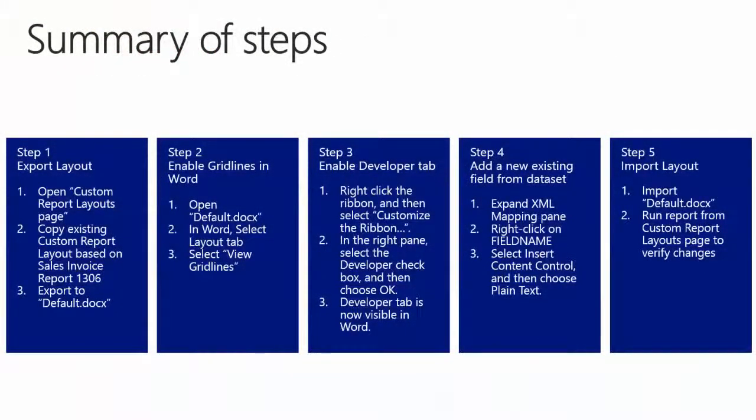So to summarize, we first created a copy of an existing custom report layout to illustrate that we can have multiple layouts for each report. We then enabled the grid lines in Word, so it's easier for us to understand the structure of the custom Word layout. We then enabled the Developer tab, so we could see and use the XML mapping pane to add existing fields in the dataset to our report layout. We used Insert Content Control and Plain Text when adding fields to the layout from the XML mapping pane. And finally, we imported back the changes to NAV 2009 and printed the report.